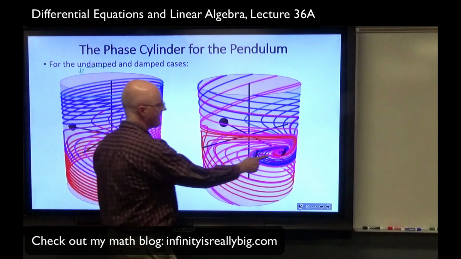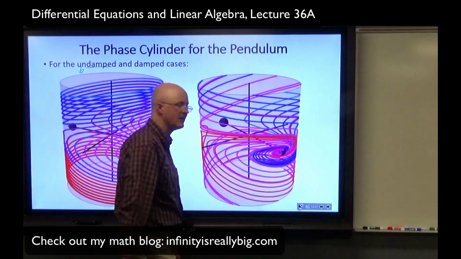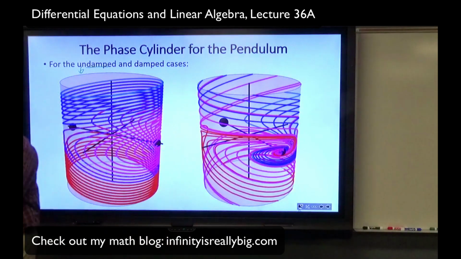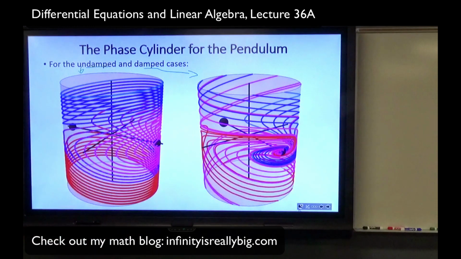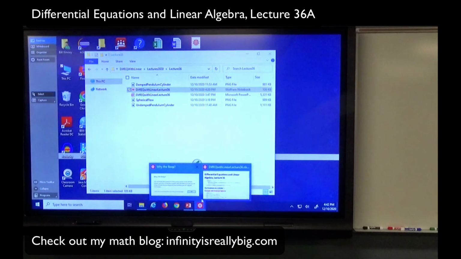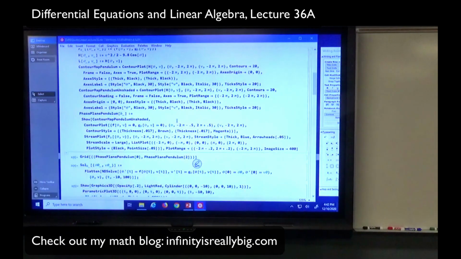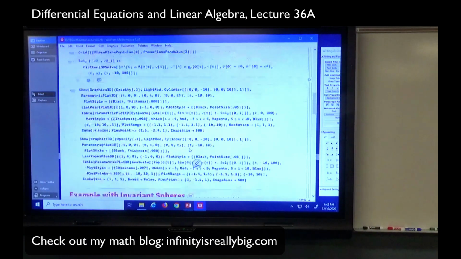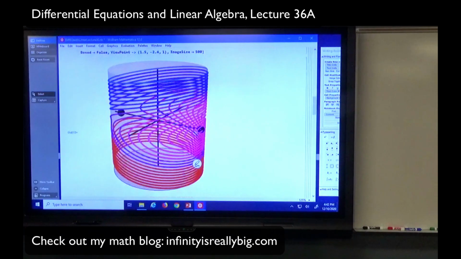And you can see now that this equilibrium point, the straight down, is now a spiral sink. This point back there is still a saddle point. I do have these in Mathematica. This is the damped case right here. And the nice benefit about Mathematica is we can rotate these things around if we like. So here is the undamped case. The nice thing now, though, is I can rotate this around.